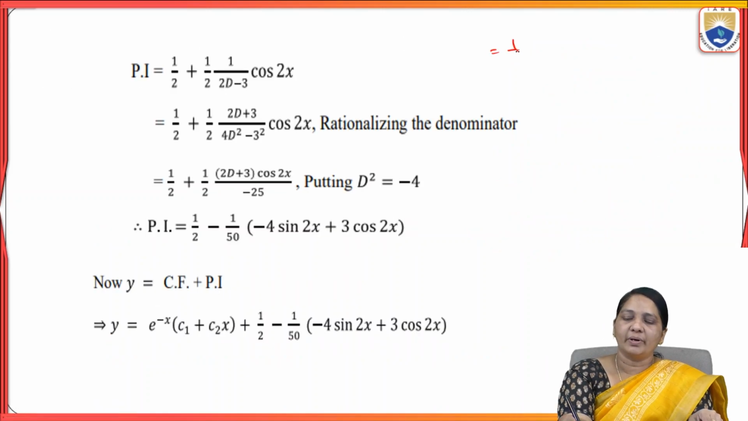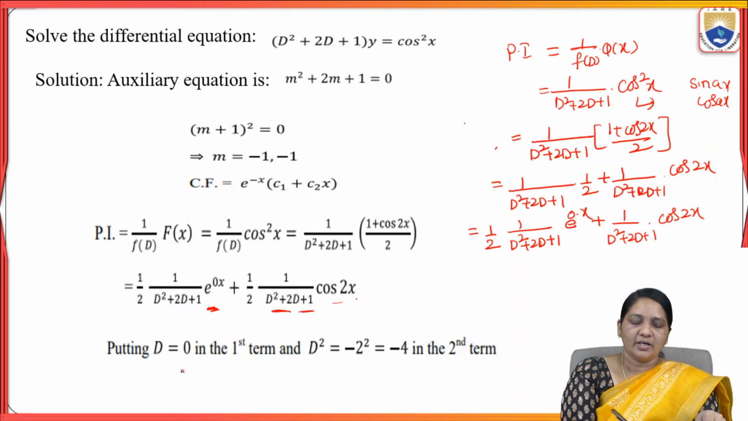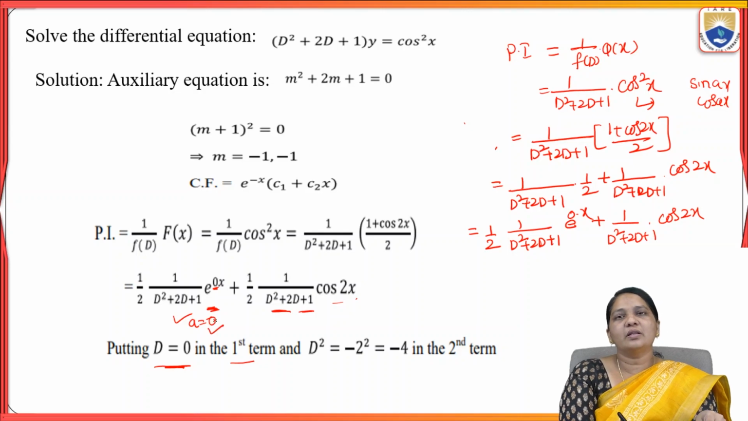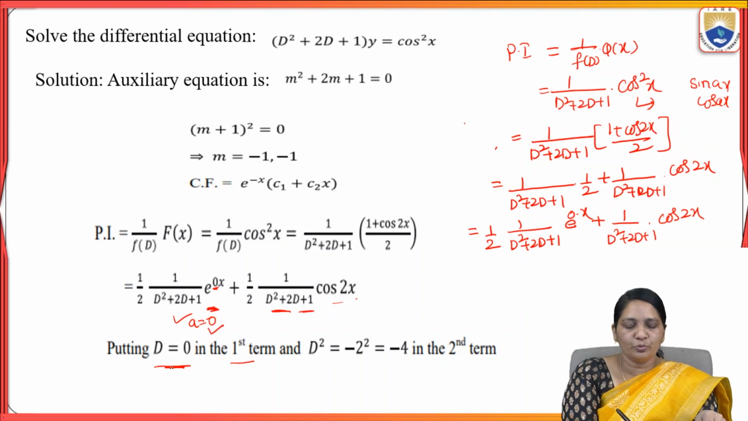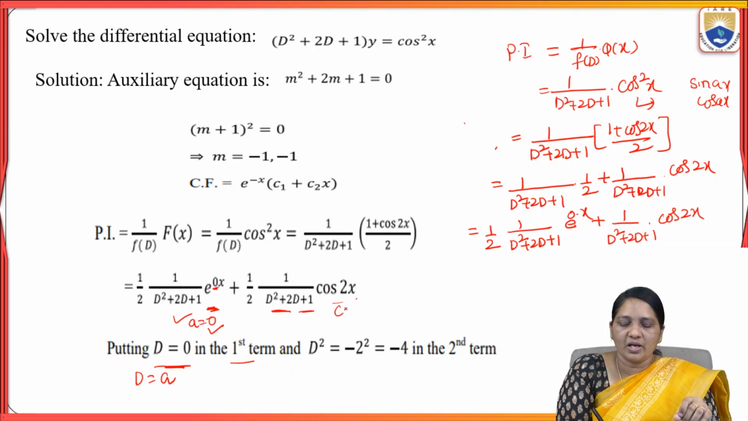So we have to calculate the particular integral separately for each term. Finally, here 1 by 2 into 1 by D square plus 2D plus 1 into e power 0x, plus 1 by 2 into 1 by D square plus 2D plus 1 into cos 2x. Now put D equal to 0 in the first term. Here, what is the a value? The a value is 0. The procedure for method 1 is that we have to put D equal to a in the first term, according to the e power ax form. So that's why you have to put 0 in place of D. And for the second term we are having the cos ax form, that means the a value is 2.